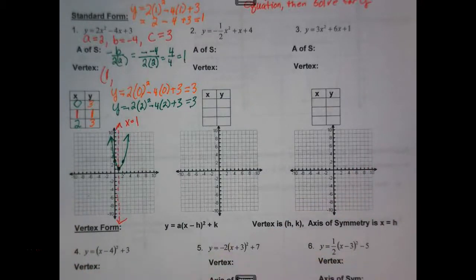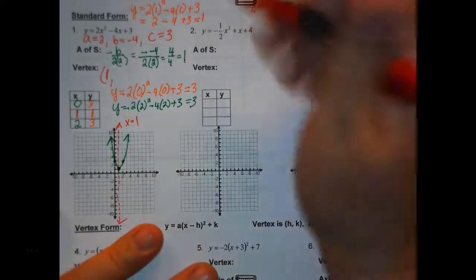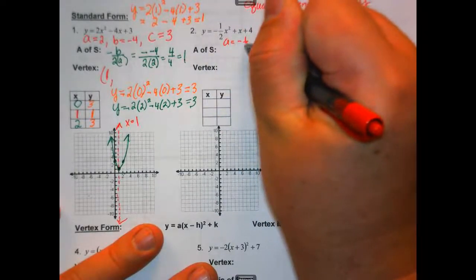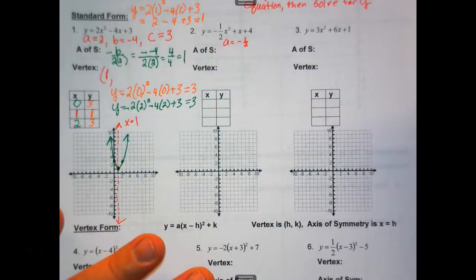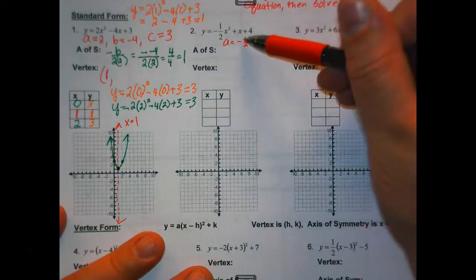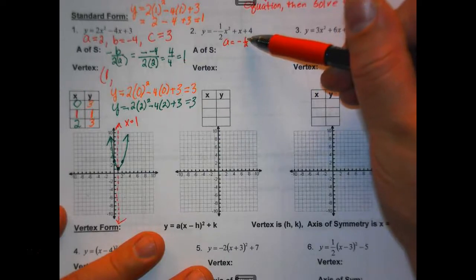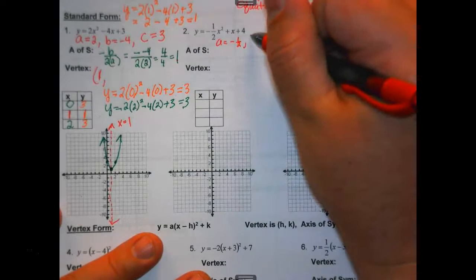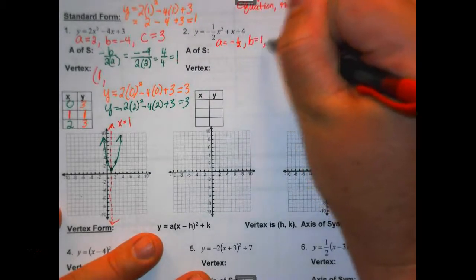Okay, let's do your choice. Which one do you want me to do? 2 or 3? All right, number 2. What's my A? Negative 1/2. So which way is this? It's gonna go downward, and it's gonna be wider. Okay, what's my B? And what's my C?